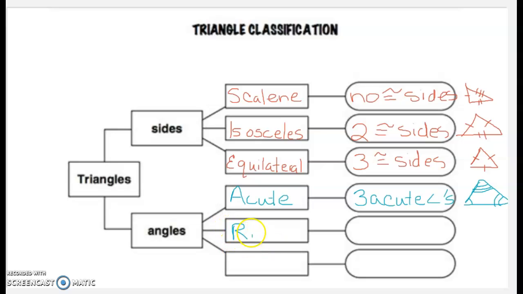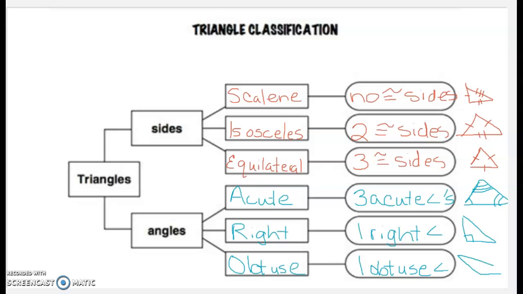Then we have a right triangle, and that has one right angle, just one. And we're familiar, we've worked with a lot of right angles and perpendicular lines that meet at a 90-degree angle. So there's the right angle. And then we have an obtuse triangle, and you have one obtuse angle. And that means that angle has to be more than 90 degrees. And there's our obtuse angle.